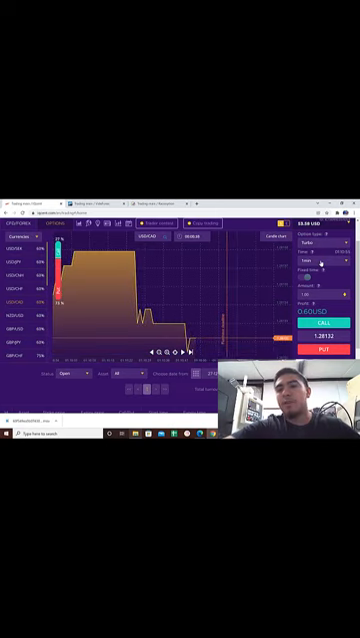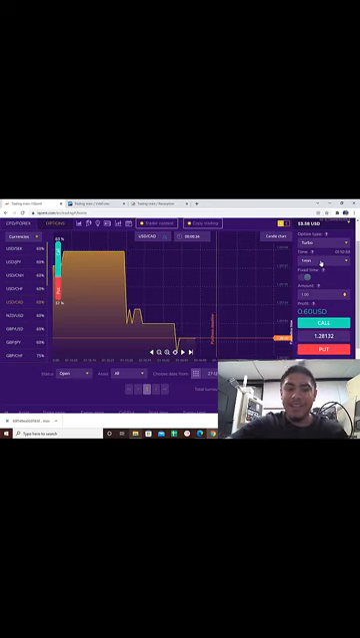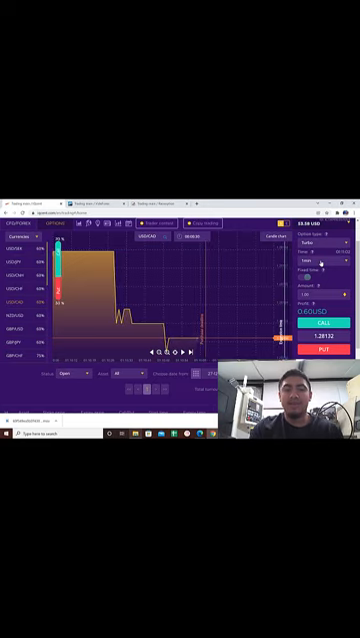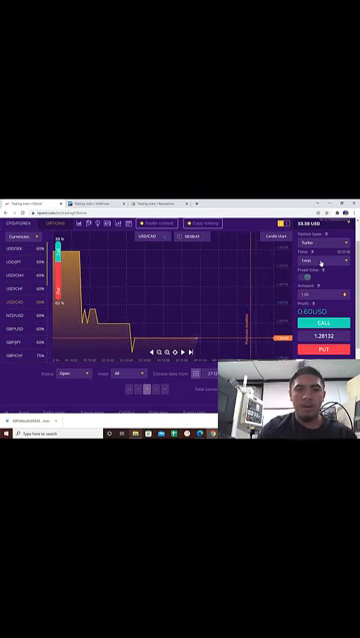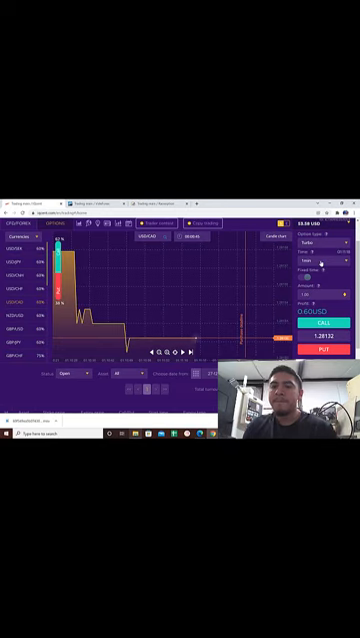Fixed time: when fixed time is on and I have 1 minute selected, the trade is going to last exactly 1 minute, right? If fixed time is off, it's going to go based off of the market time, so most likely it's going to be shorter than the actual 1 minute. They both have pros and cons. You can learn about that.